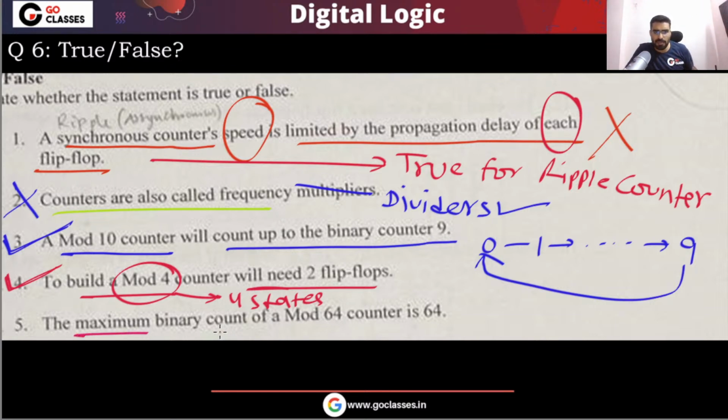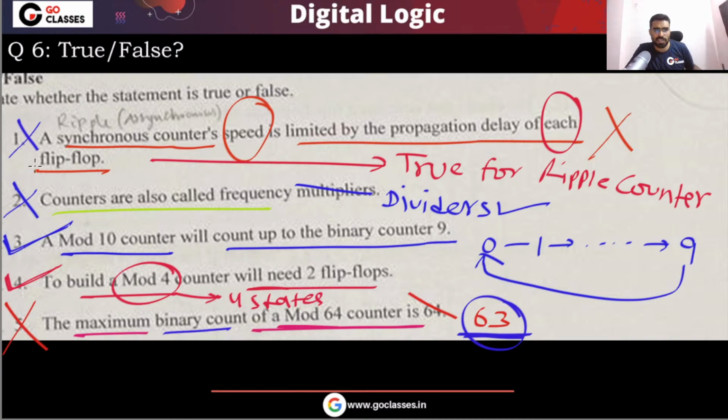Next, the maximum binary count of a mod 64 counter is 64. That is actually 63, not 64. So this statement is wrong, because in a mod 64 counter, the maximum binary count can be 63. You cannot have 64. So this is the fifth statement, and it is wrong. Now you can notice this statement is also wrong.